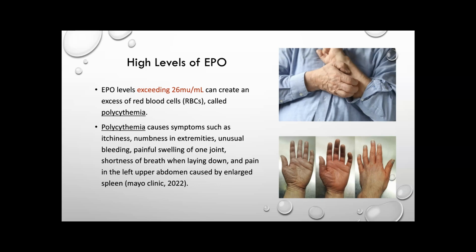Polycythemia causes symptoms such as itchiness, numbness in extremities, unusual bleeding, painful swelling in one joint, shortness of breath when laying down, and pain in the upper abdomen caused by a large spleen.